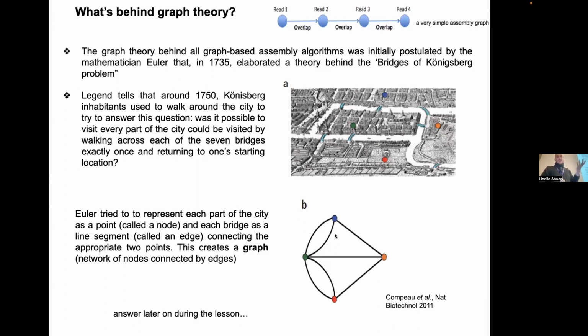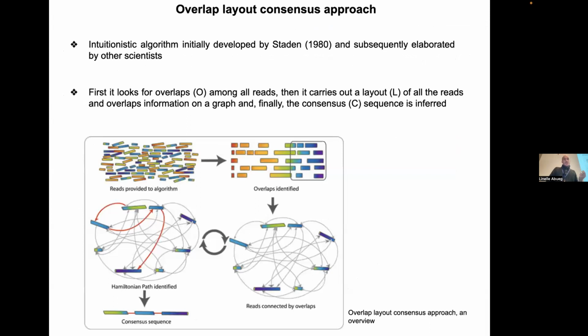And also, if you simplify this, and that's why we start using graphs, now you have these 4 areas of the city. You have the bridges that connect them, and the question is, can you really go and touch all the different areas of the city without going twice in the same place? So that was the sort of intuition, and that's also the way this OLC approach essentially works.